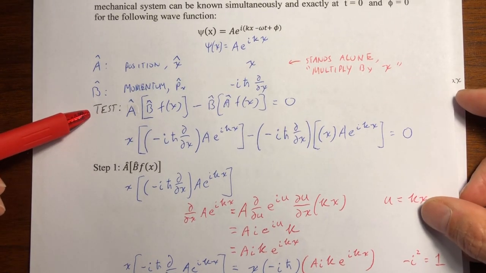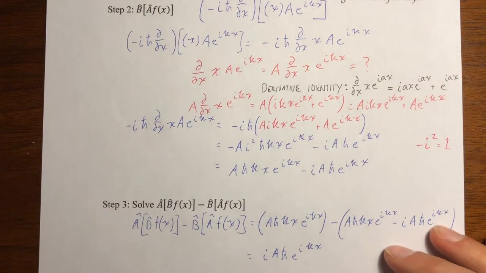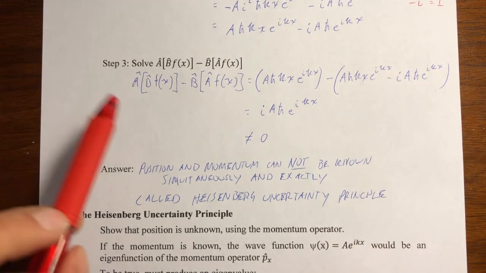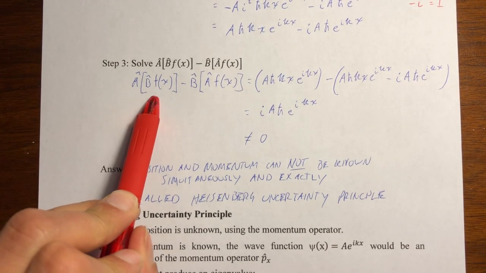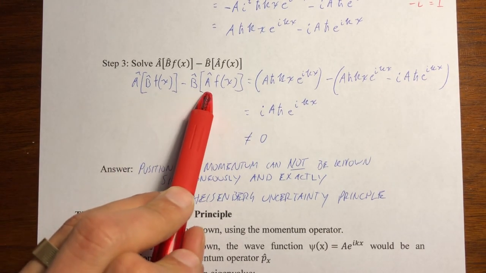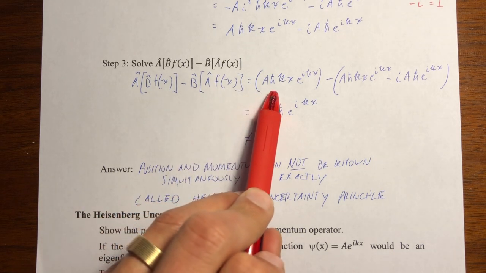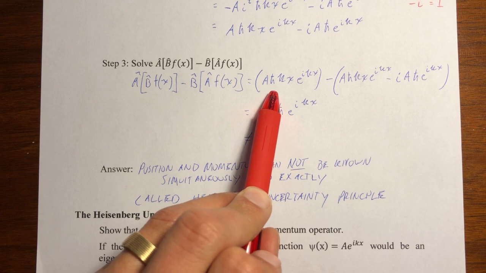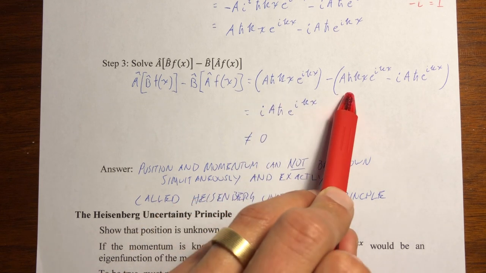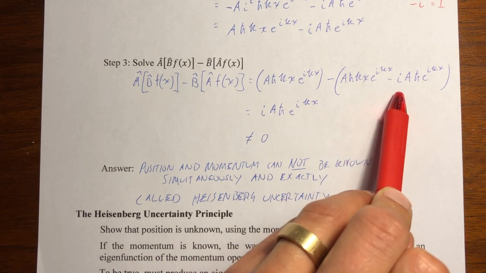And so, when we take this solution and our solution from step 1 and put them together to test whether or not the operators commute, we get the following. A acting on b acting on f of x minus b acting on a acting on f of x, our function, is equal to a times h bar times kx times e raised to the ikx minus a times h bar times kx times e raised to the ikx minus i times a times h bar times e raised to the ikx.